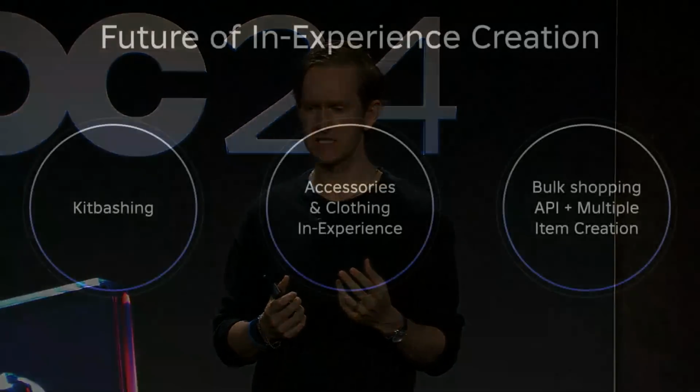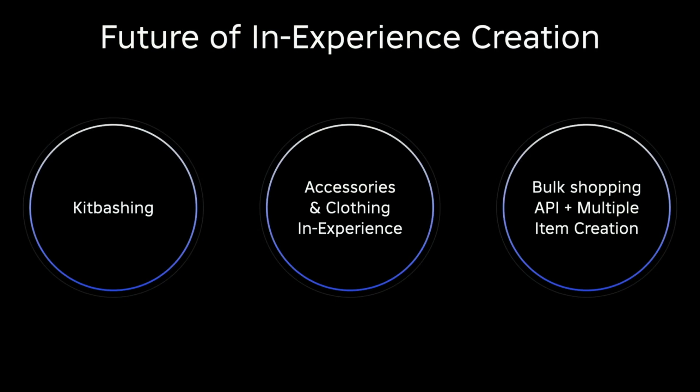And then last is combining our bulk shopping API with multiple item creation. So you can imagine a future once we have multiple types of accessories and clothing that you can make within an experience. Say you want to make a punk rock avatar, so you have a body and you get the proportions just right, and you get the jawline and the ear and the hair all looking great. But now there's also maybe a leather jacket and some chucks you want to buy and some jeans that already exist on the marketplace.